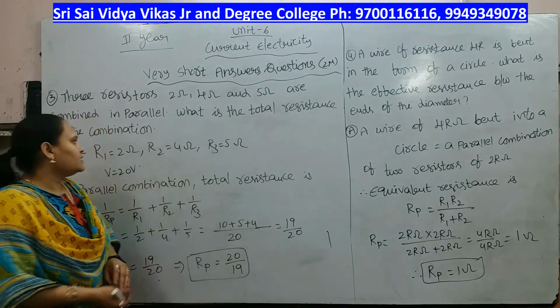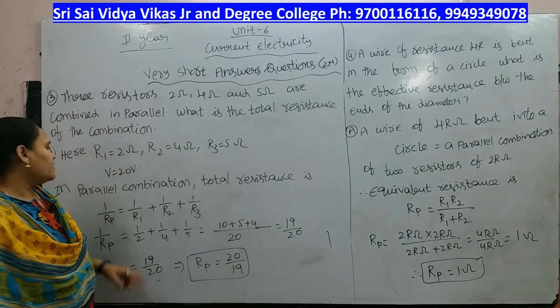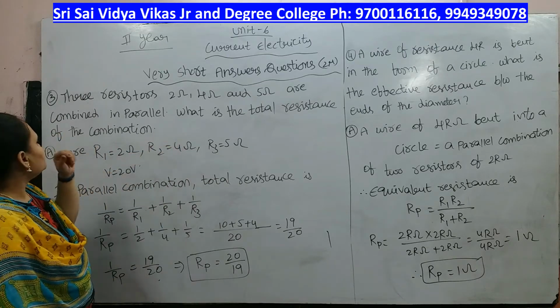Okay, so here it is given that R1 equal to 2 ohm, R2 equal to 4 ohm, R3 equal to 5 ohm. And for this combination, what is the total resistance?